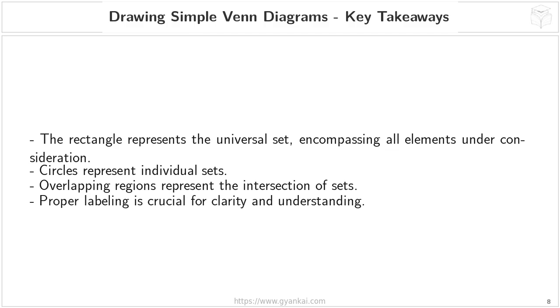Finally, and this is something I see students often overlook, proper labeling is absolutely crucial. Make sure your universal set is clearly labeled, and each of your individual sets, A, B, and any others you might have, are also clearly labeled. This isn't just about neatness. It's about making sure anyone looking at your diagram, or you, when you come back to it later, can immediately understand what it represents. Clarity and understanding go hand in hand with good labeling.